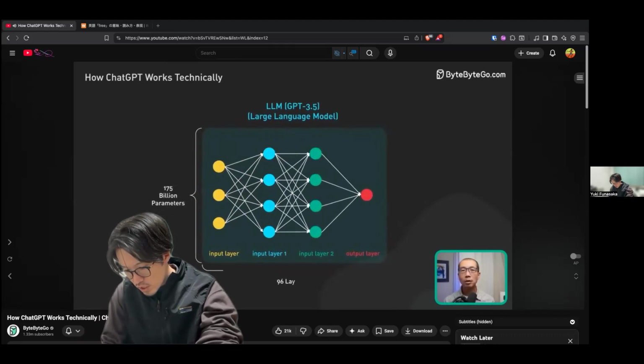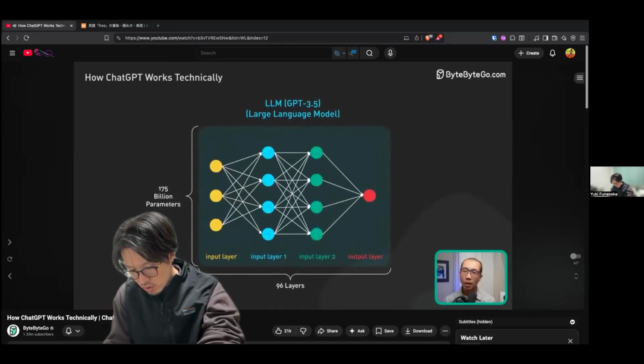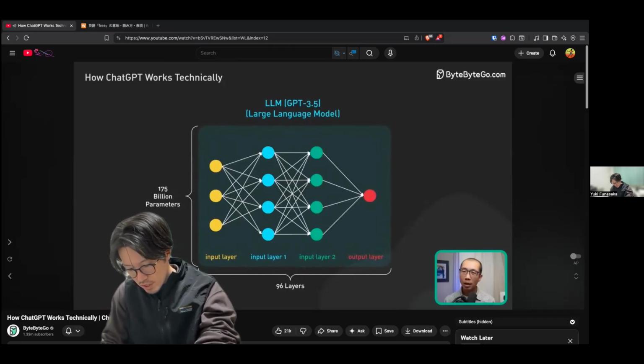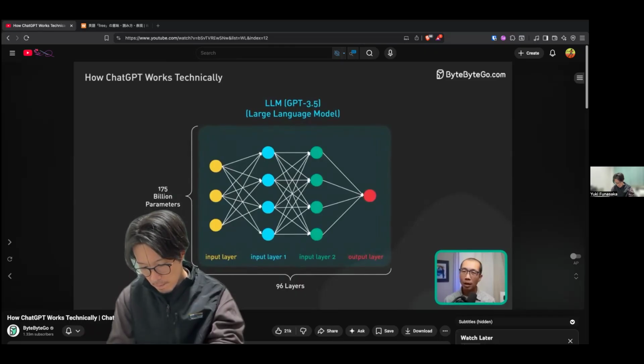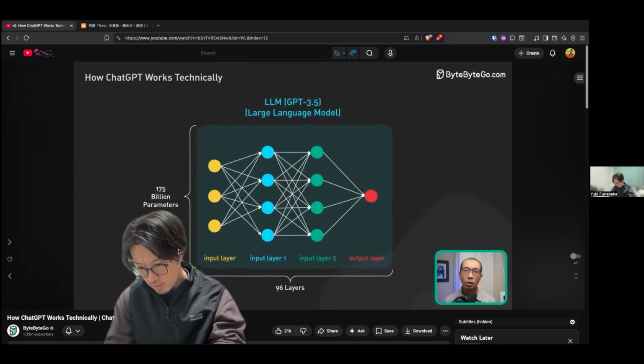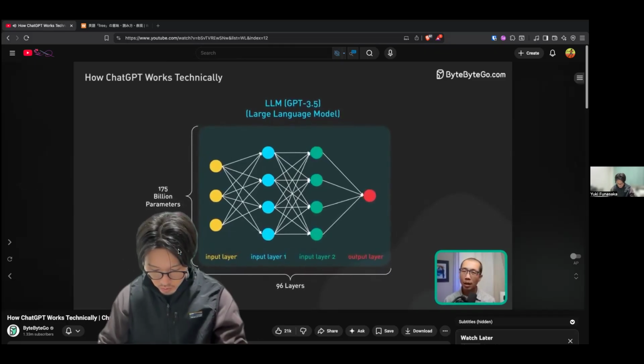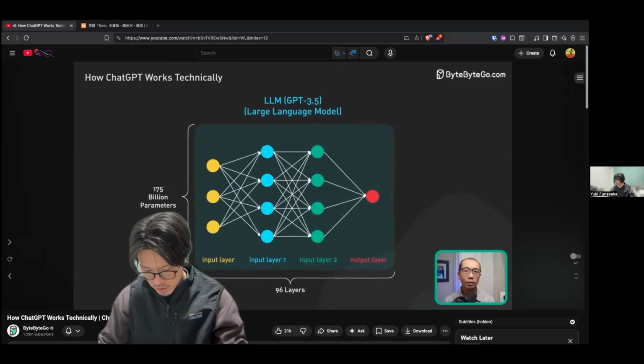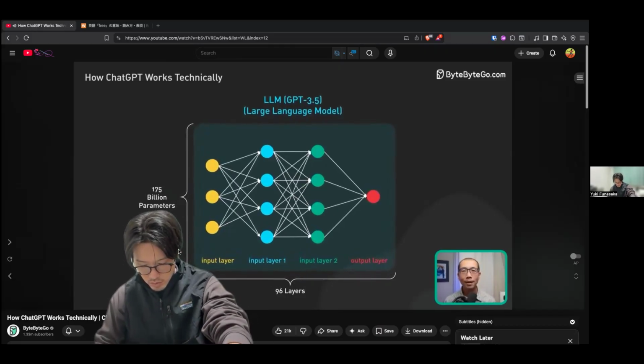Next. The largest model of GPT 3.5 has 175 billion parameters spread across 96 layers in a neural network, making it one of the largest deep learning models ever created. Too big, too many parameters spread across 96 layers in the neural network. I don't know neural network, but it's like a brain inside of the brain.